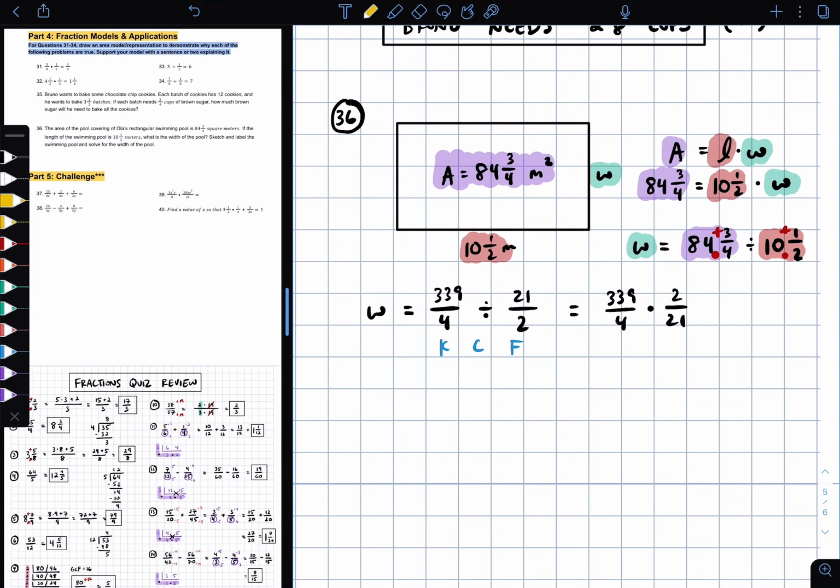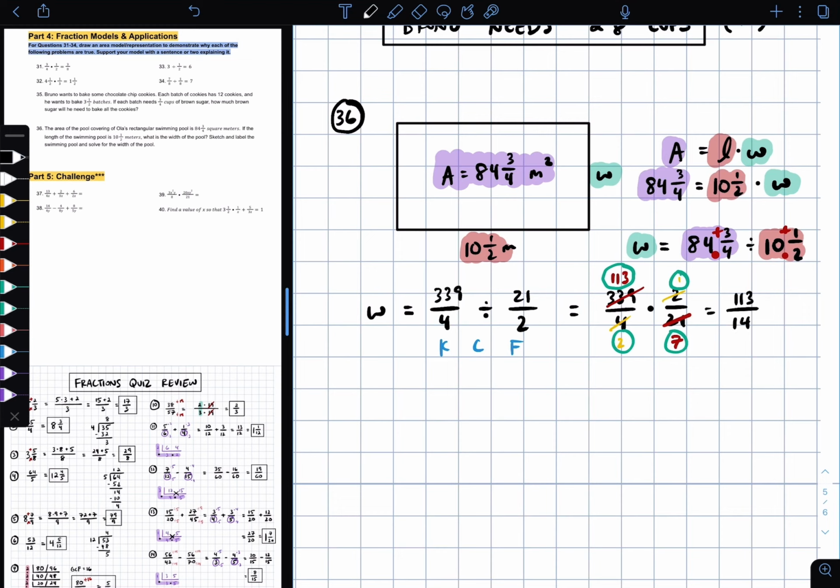I think we can cross cancel this 2 and 4, make it a 1 and a 2. But 339, is that divisible by 3? I think so. So we can divide this by 3, and if we do that, that'll be 113. Divide this by 3, that'll be 7. 7's prime, so I don't think 113 and 7 have anything in common. So 113 times 1 and 2 times 7. And so 113 times 1 is still 113, and 2 times 7 is 14.